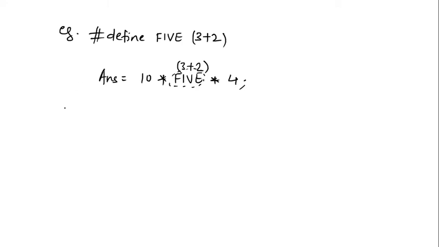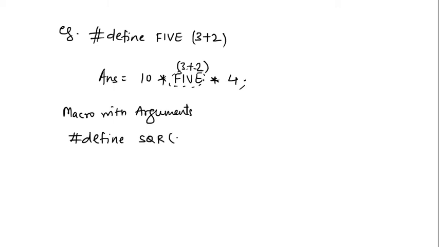I can even have macro with arguments. Macro with arguments. So what it means, let us check. I can create a macro something like this: #define, let's say SQR(x), and that is replaced by x into x. So that's the body. Okay, so SQR(x) will be replaced by x into x. Now this x acts as an argument. Understood? So how do we use it?